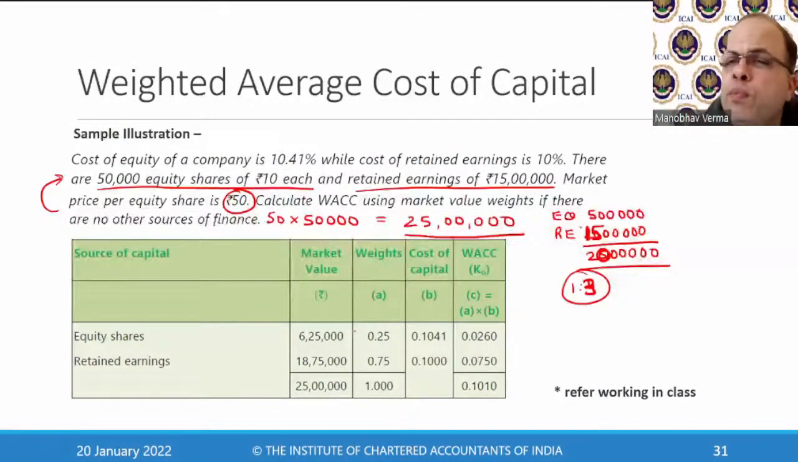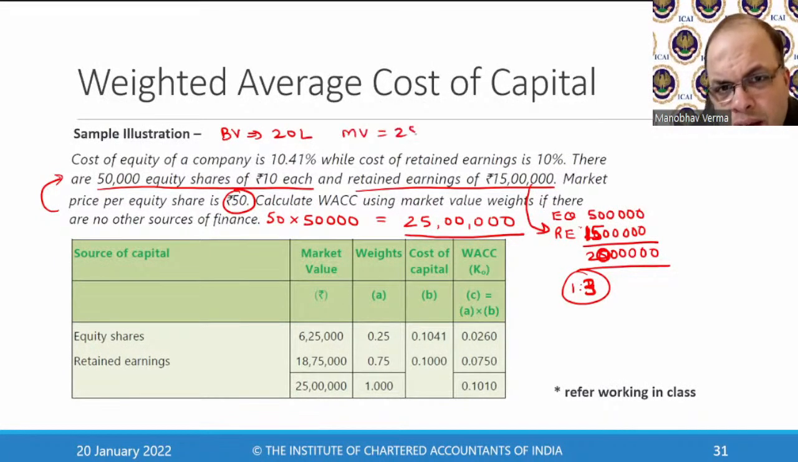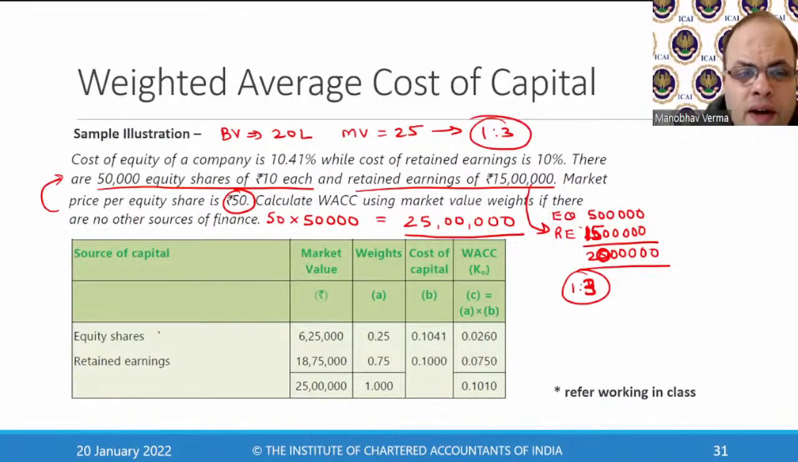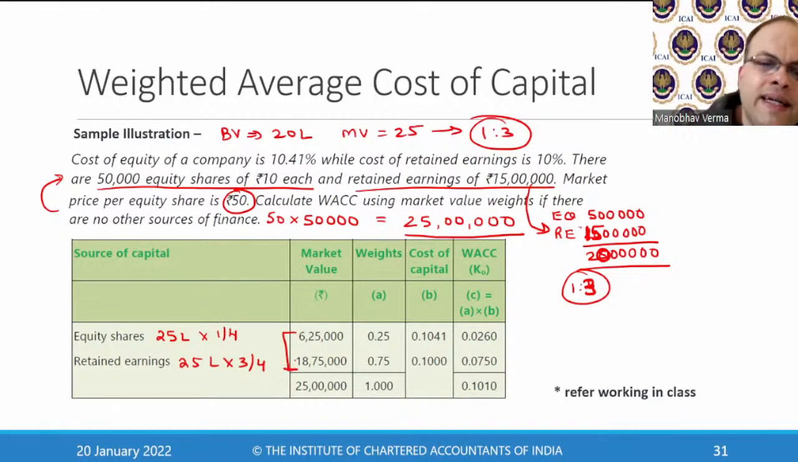So what will be the proportion going to the equity share capital? So retained earnings is 15 lakhs, not 20 lakhs. Thanks for letting me know. So we are talking about retained earnings of 15 lakhs here. So 5 lakhs is equity and the retained earnings is 15 lakhs. So that means my total book value of equity is 20 lakhs. My market value is 25. This 25 is allocated based on 1:3, guys. So that means 25 lakhs into 1/4, 25 lakhs into 3/4. So that's basically equity and retained earnings allocation.